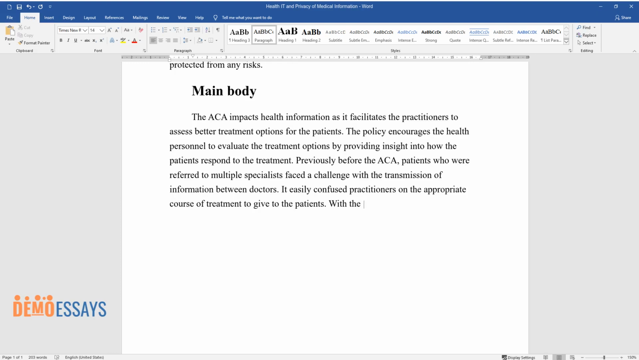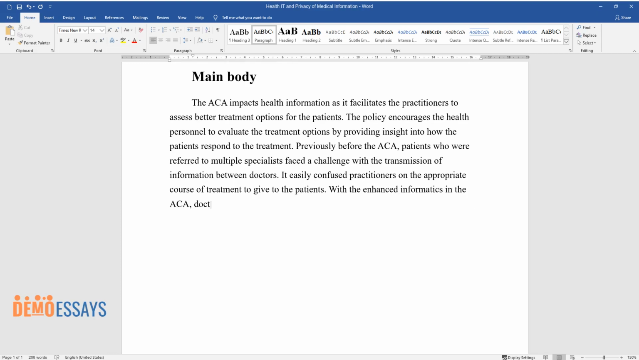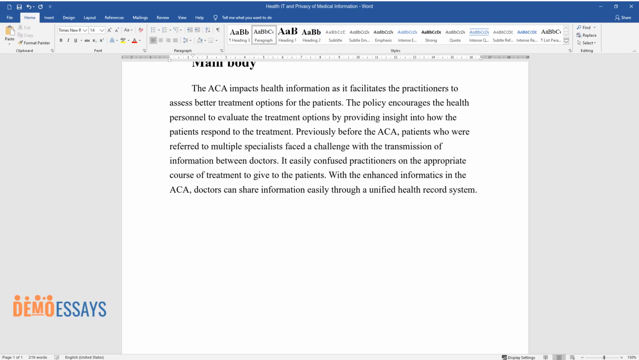With the enhanced informatics in the ACA, doctors can share information easily through a unified health record system. It allows proper coordination of care for the individuals referred to multiple specialists.